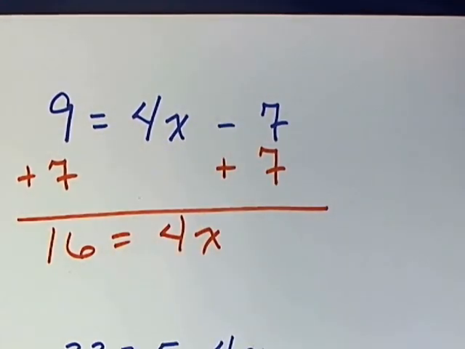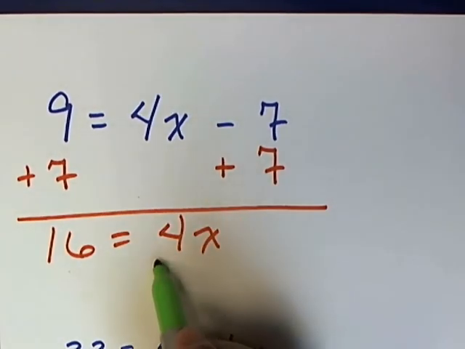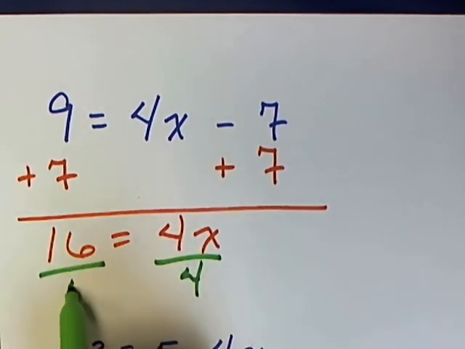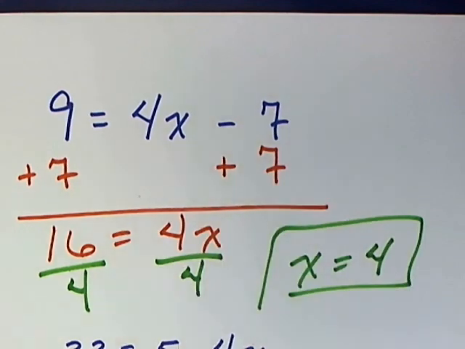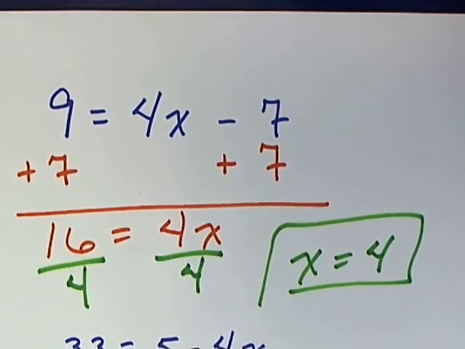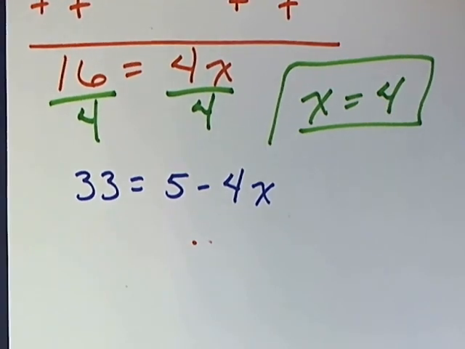Now in this case, remember, the goal is to get x by itself. So you always divide by the number in front of x. To get your final answer. One last one. 33 is equal to 5 minus 4x. Now this one has a little bit of a trick to it. Why don't you take a moment and try doing this one yourself. Pause now and then check it when you've come up with an answer.